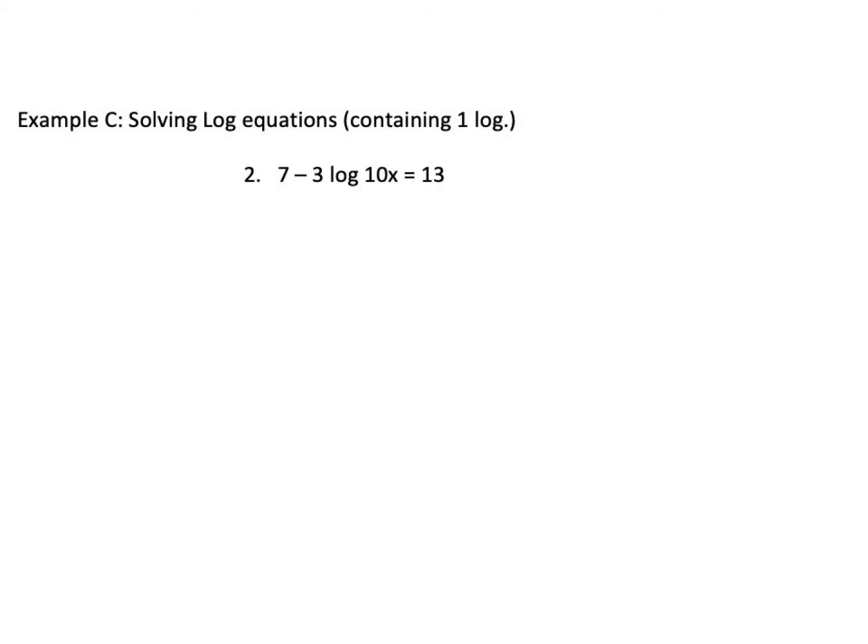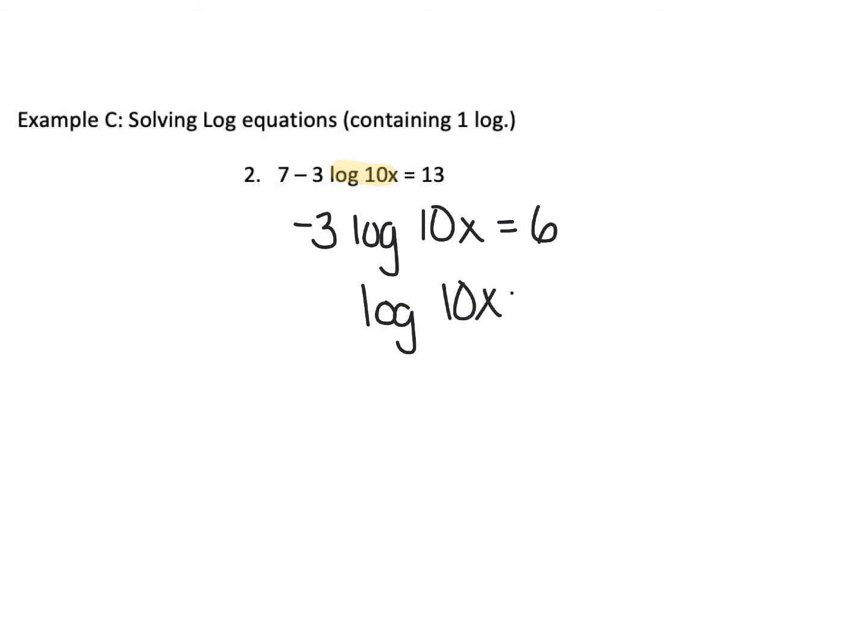Okay, a little more complicated. Again, I'm going to begin by trying to isolate my log portion, which is right here. So I'm going to begin by subtracting 7, which would give me 6, and then I'm going to divide by -3. So that gives me log of 10x is equal to -2.